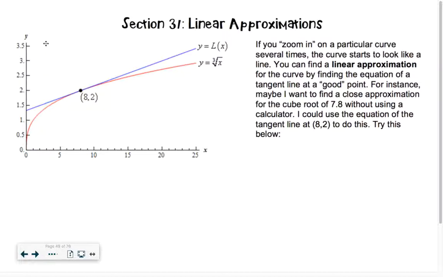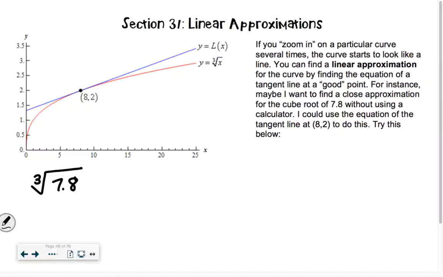We're going to have curves like the cube root of x, and I'm going to ask you to find things like the cube root of 7.8. I don't know what the cube root of 7.8 is, but I can make a guess. What is it close to? 2. Is it above or below 2? It's smaller, because 7.8 is smaller than 8, and the cube root of 8 is 2. I think it's probably going to be more like 1.9 something. I'm not sure.